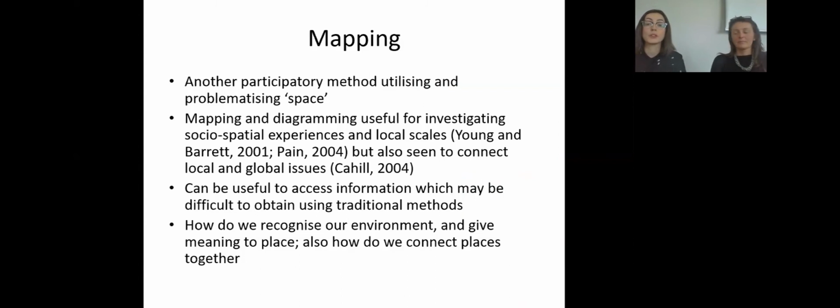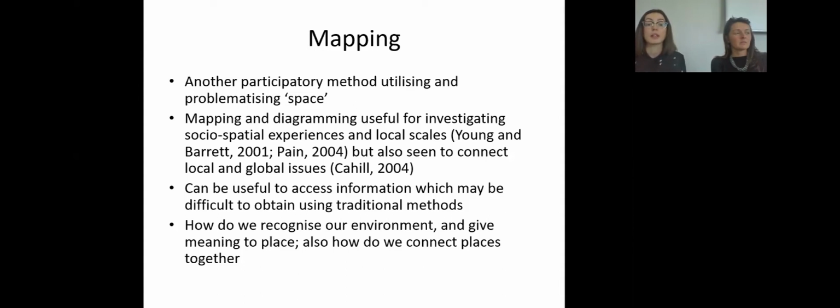Okay, so going on to something that can be used very much in even planning a go-along interview is mapping. So it's another participatory method that seeks to utilise and problematise space. It's useful for investigating socio-spatial experiences and local scales, and can also be seen to connect local and global issues. It's often useful to use mapping to access information that may be difficult to obtain using traditional methods, as with photo elicitation, with go-alongs and with driving interviews.